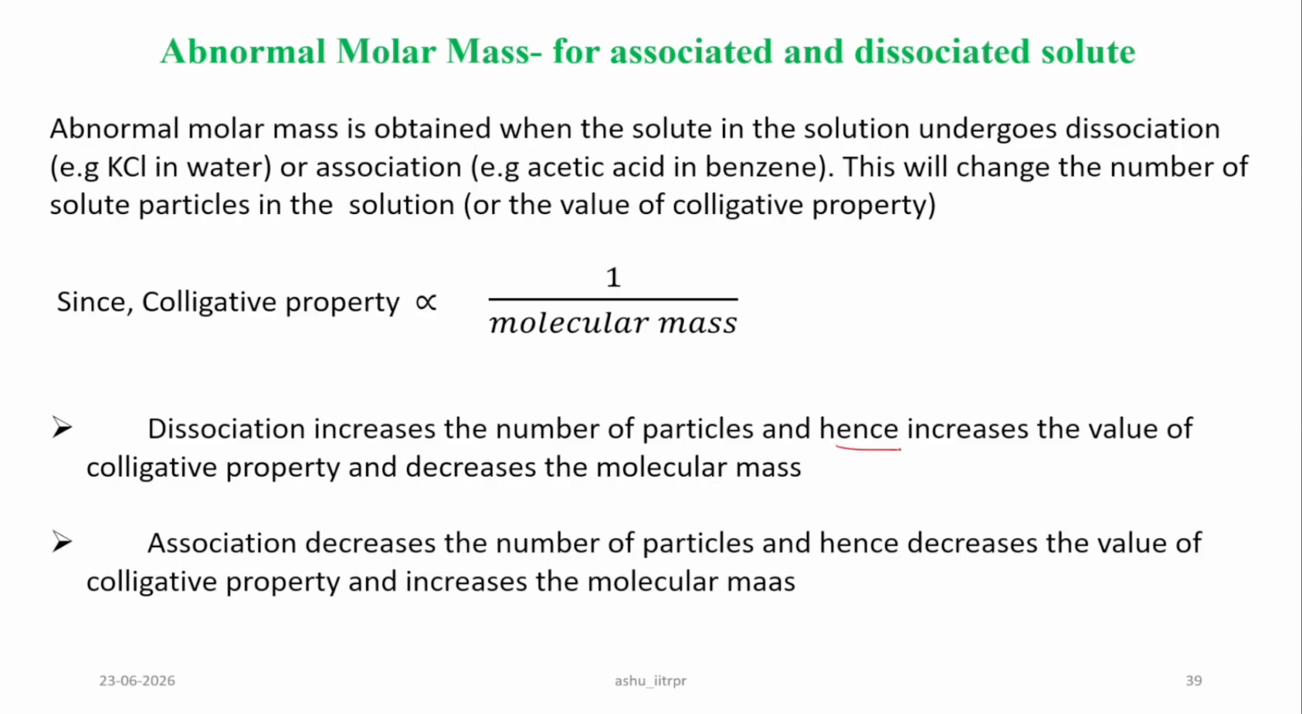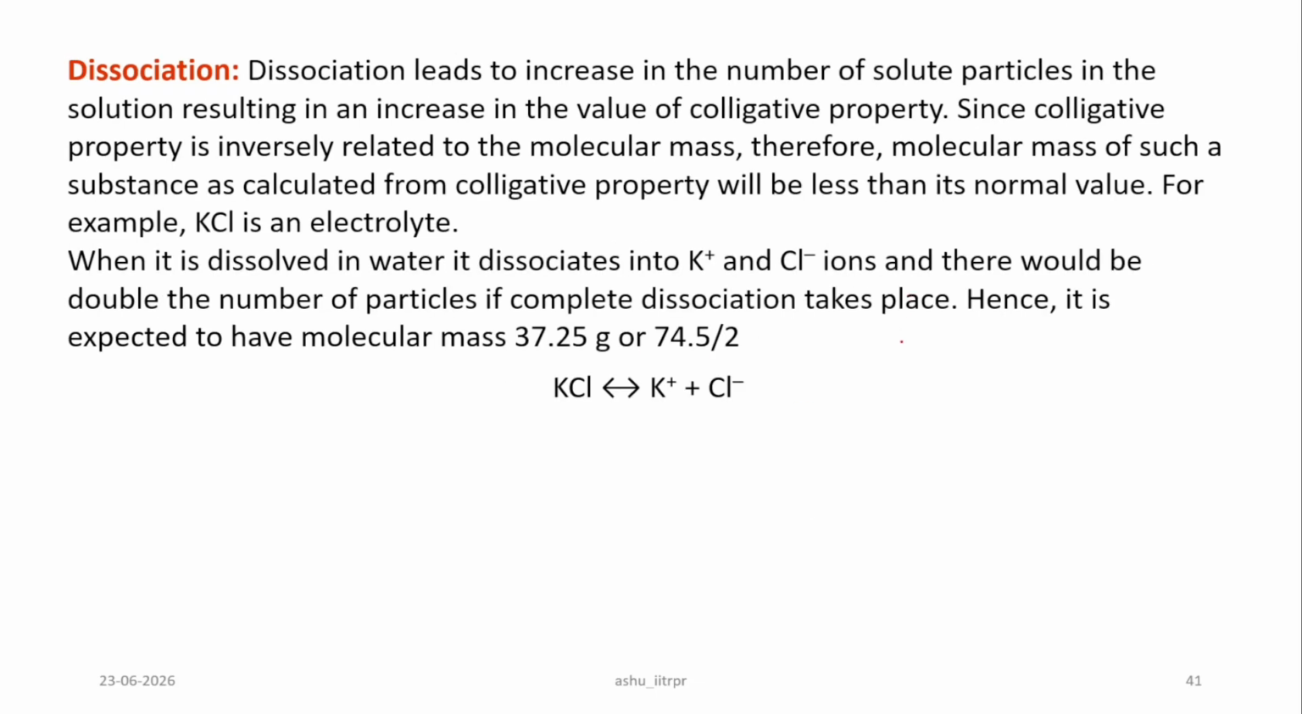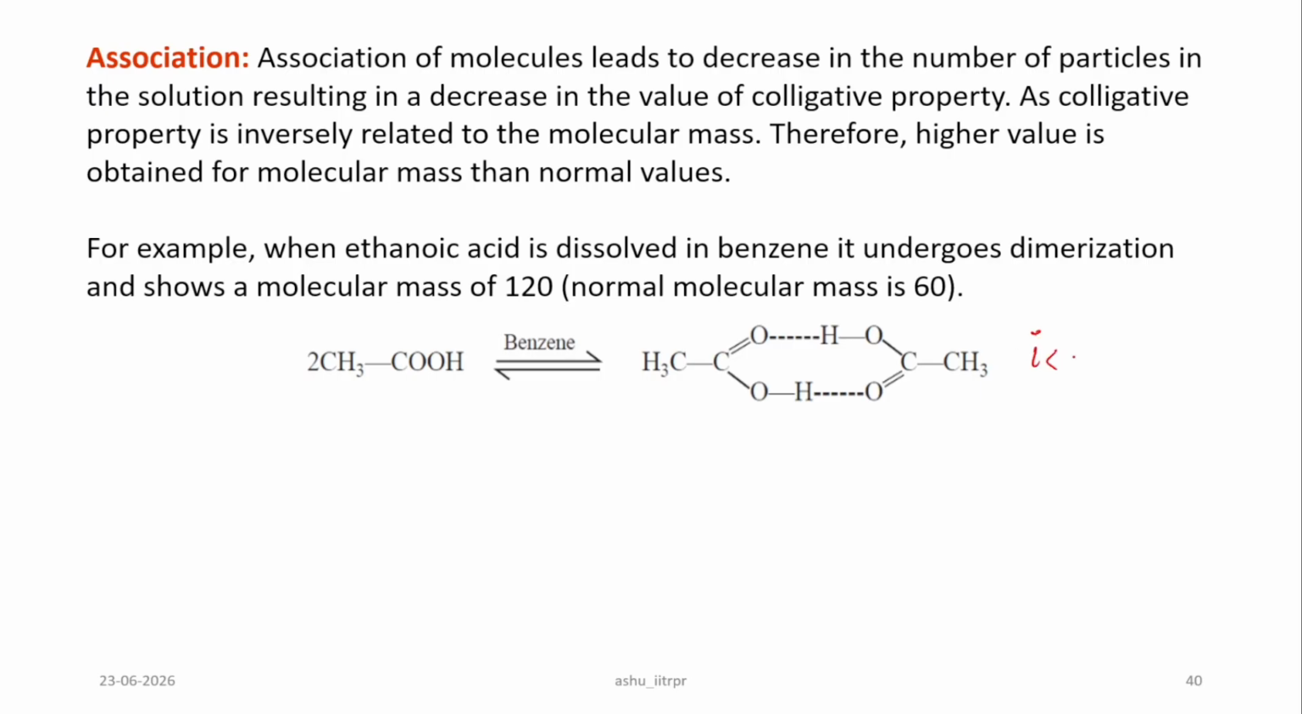Dissociation increases the number of particles and hence increases the value of colligative property and decreases the molecular mass. This is what we have discussed. Association decreases the number of particles because two or more molecules get associated, and the moment they get associated, there is an increase in molecular mass. So this is what we have discussed: association and dissociation. Remember that i is always greater than 1 for dissociation and i is always less than 1 for association.